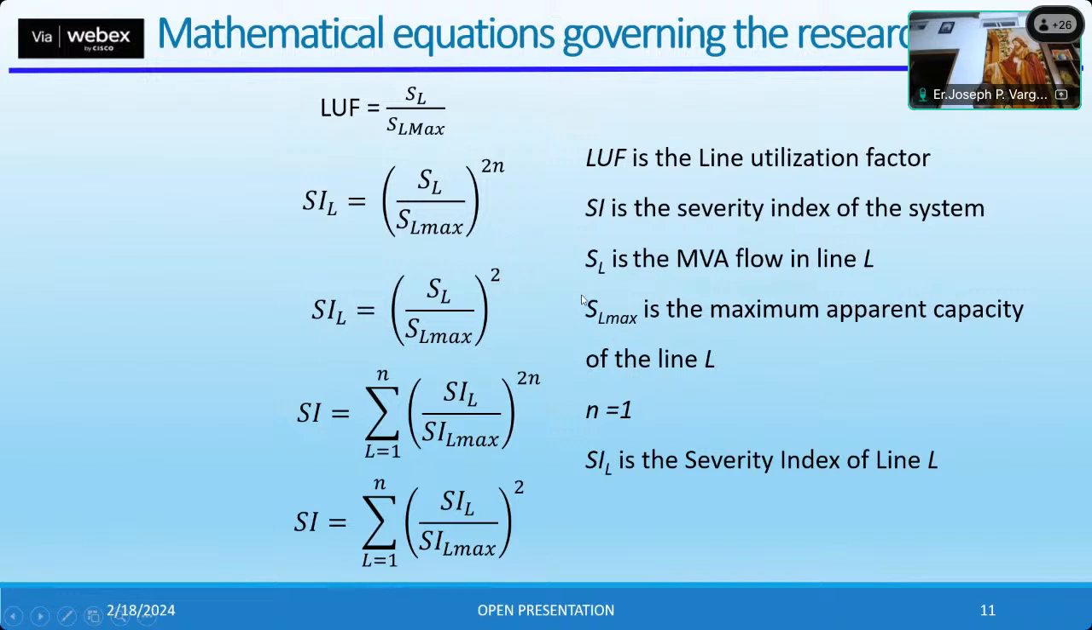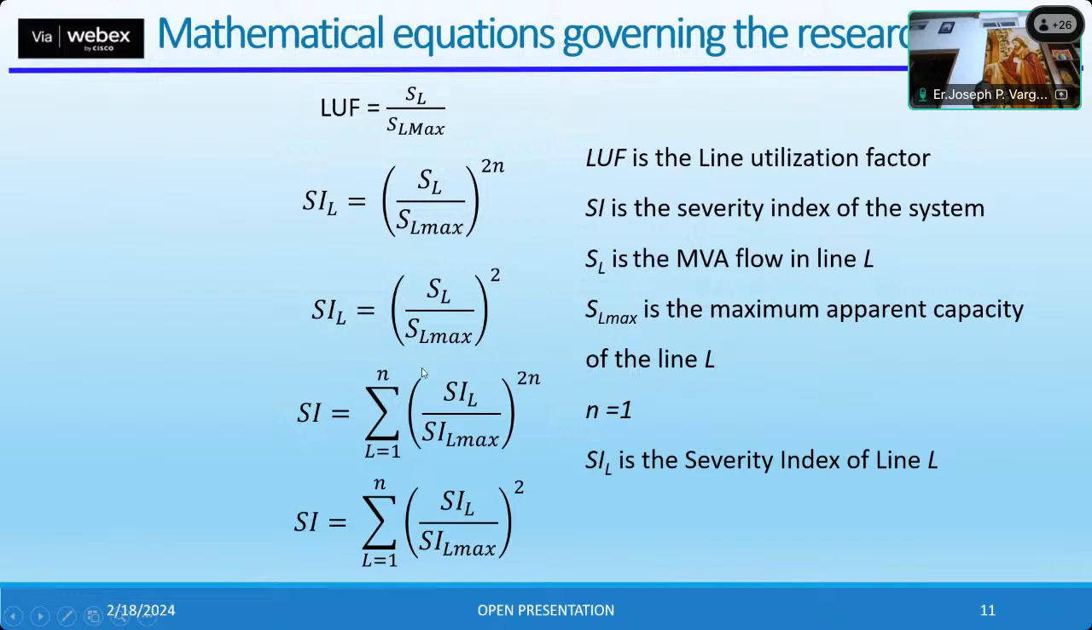It is also given in that same textbook that the value of n is optimal when n is equal to 1. Hence, the equation of the severity index of the line will be SL by SL max, all raised to 2. We have calculated the values for n from 1 to 10, but the best value is obtained when n is equal to 1. It's also been proved by the Allen Wood textbook.